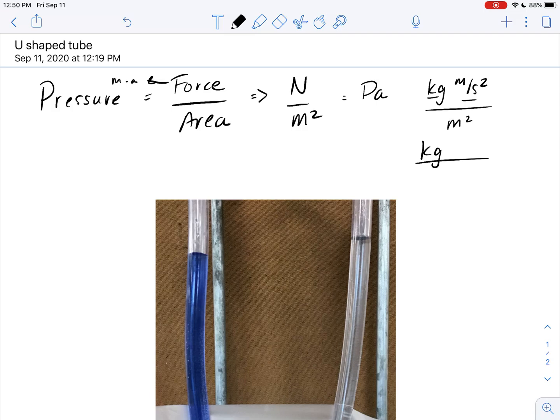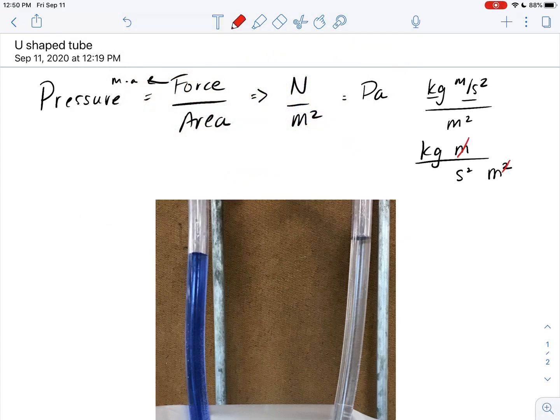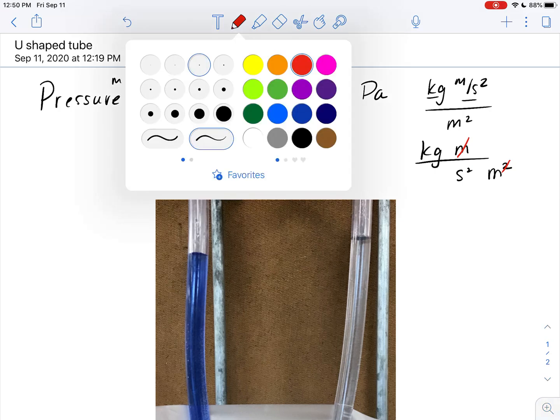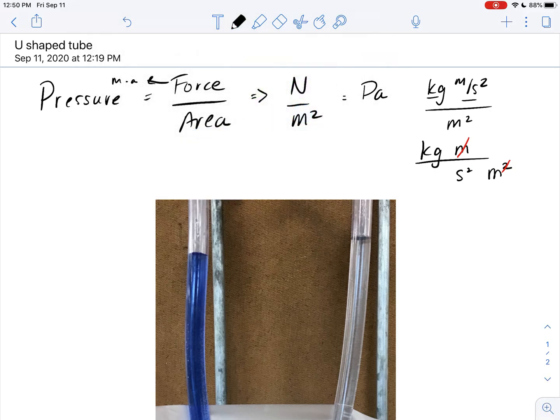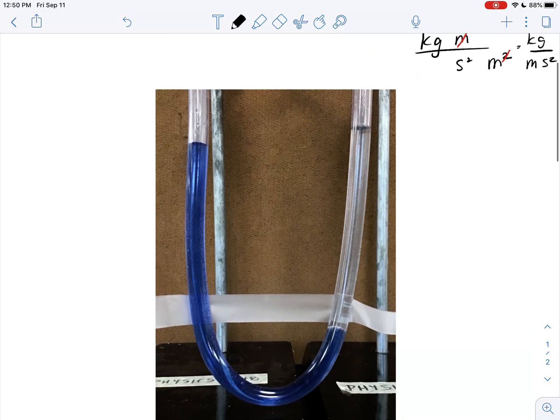Kilogram meter per second squared, and then we would have meter squared on the bottom. If I were to simplify this, one meter would cancel out, and I wind up with a kilogram over meter second squared, which is kind of a weird unit. And you can see why maybe we'd like to call it something simpler like a Pascal. We'll come back to that in just a moment.